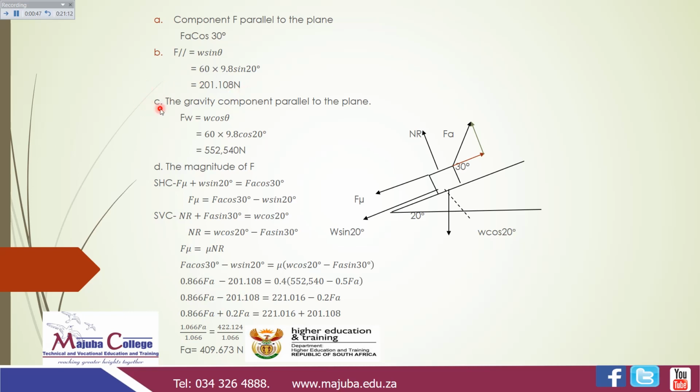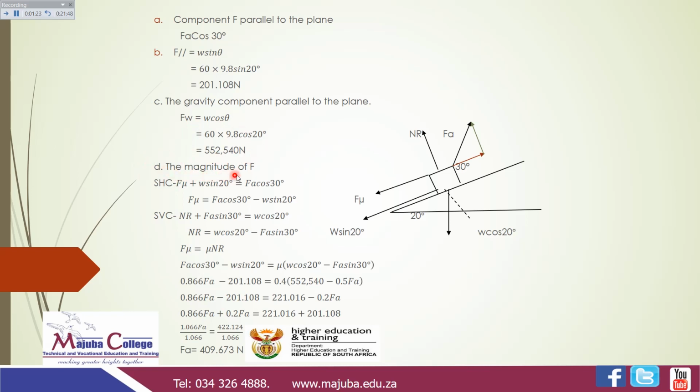Now we've got to see where we have to calculate the parallel. Sorry, there is a mistake here. It should be the perpendicular weight component. That will be W cos theta, such that your 60 times 9.8 cos 20 will be equal to 552.540 Newton.